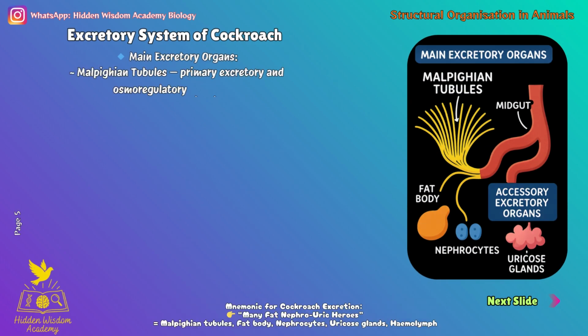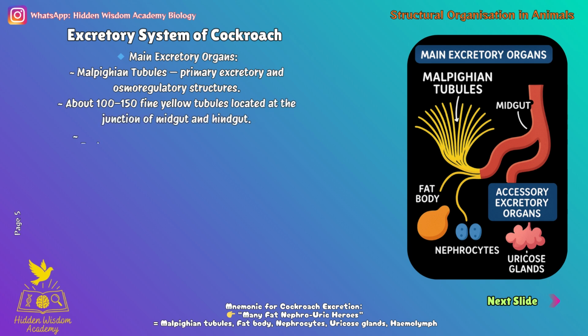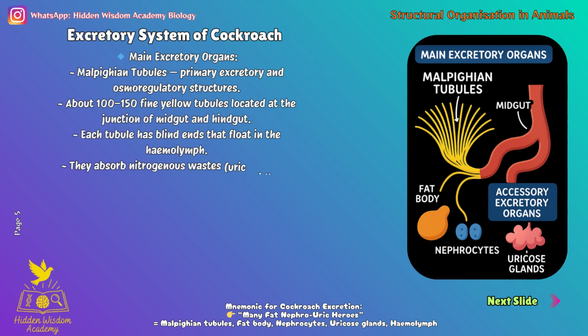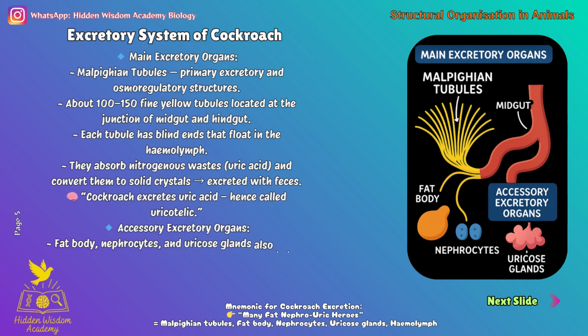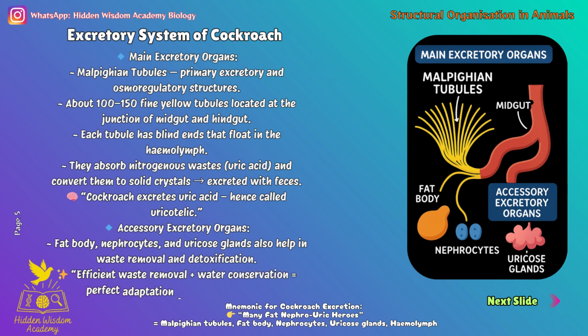Let's talk about the excretory system in cockroach. The excretory system of the cockroach mainly has Malpighian tubules. These are thin, yellow tubes found where the midgut and hindgut meet. They remove nitrogenous wastes like uric acid from the blood and send them into the gut to be removed with feces. Other parts like the fat body, nephrocytes, and uricose glands help in detoxification and water balance. Cockroaches are uricotelic, which means they save water efficiently, an important feature for living on land.